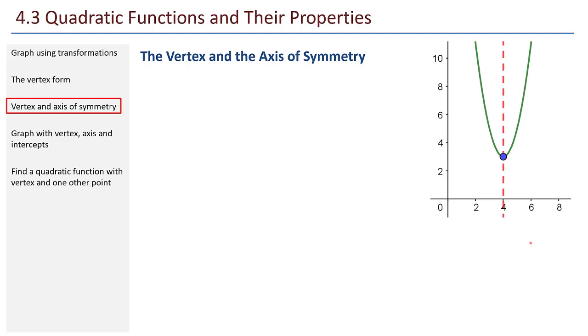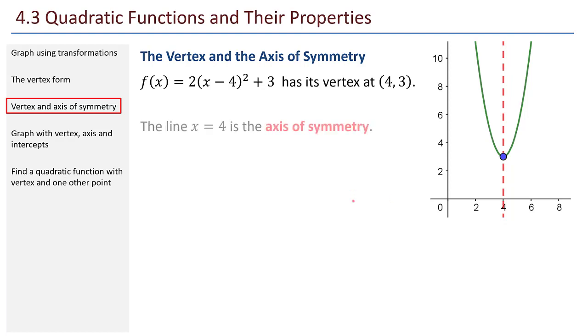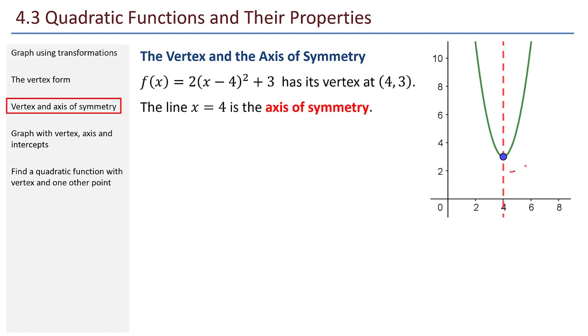Okay, the vertex and the axis of symmetry. Here's a function given to us in vertex form, 2 times (x minus 4) squared plus 3, and I can read off of this that the vertex must be at the location (4, 3), and that's what's being graphed here. But I've also graphed a dashed red line. That dashed red line is called the axis of symmetry, and the equation for that line is simply x equals 4, the x value of the vertex.